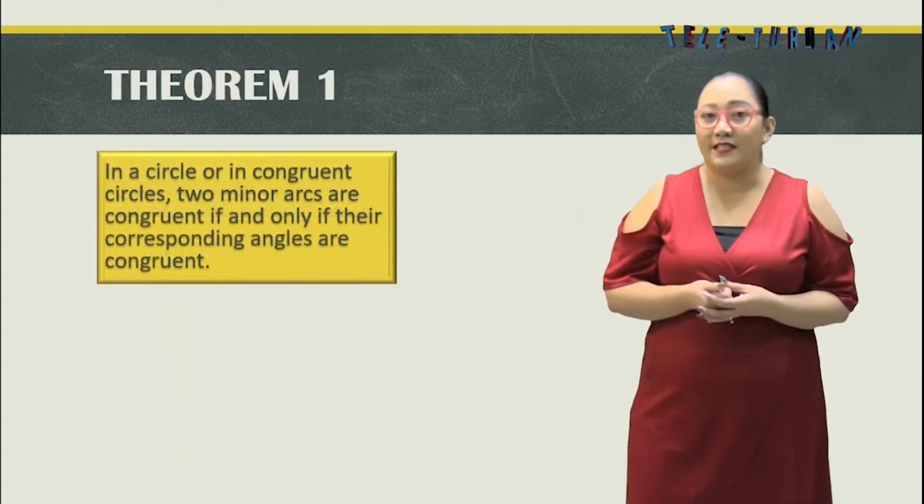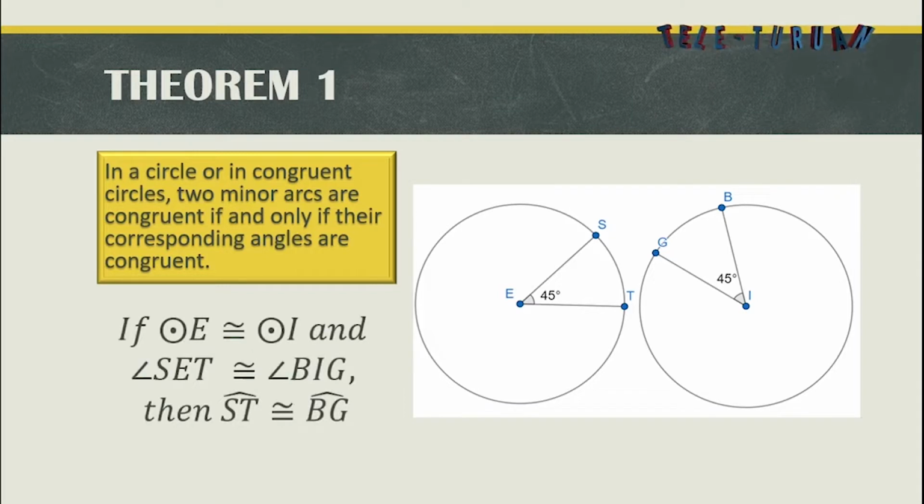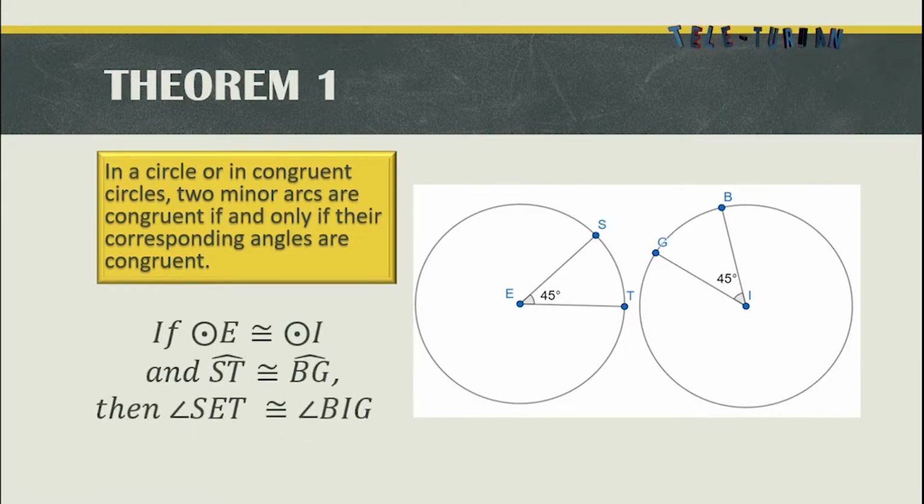Now to have a visual of this example, I have here 2 circles, circle E and circle I, with some points and an inscribed angle, angle SET and angle BIG respectively. If you are given that angle SET is congruent to angle BIG, then according to this theorem, arc ST and arc BG are also congruent. Conversely, if you are given arc ST is congruent to arc BG, then you can conclude, according to this theorem, that the 2 angles, angle SET and angle BIG respectively, are congruent as well.